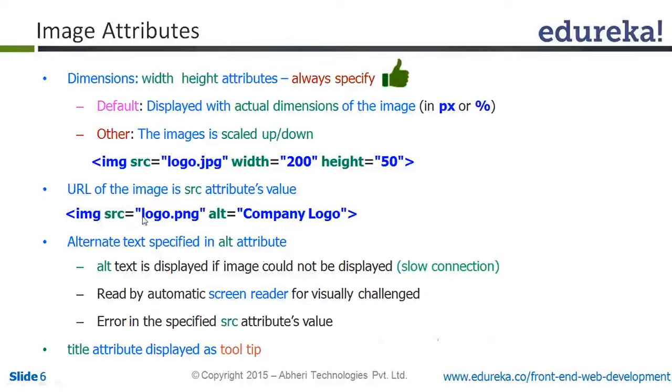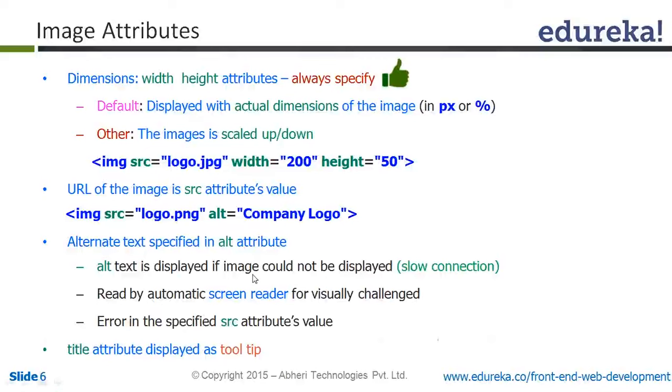In case for some reason the browser is not able to display the image, there should be some way to communicate that to the end user. So you specify that using the alt attribute. ALT stands for alternate. What is the alternate thing to be displayed in case the image is not there? You have to specify it as the alt attribute value. So if the browser could not display the image, it will display this text. That way you know that the image is broken.